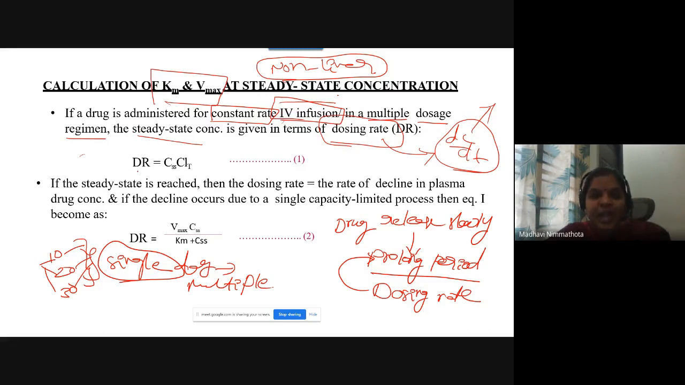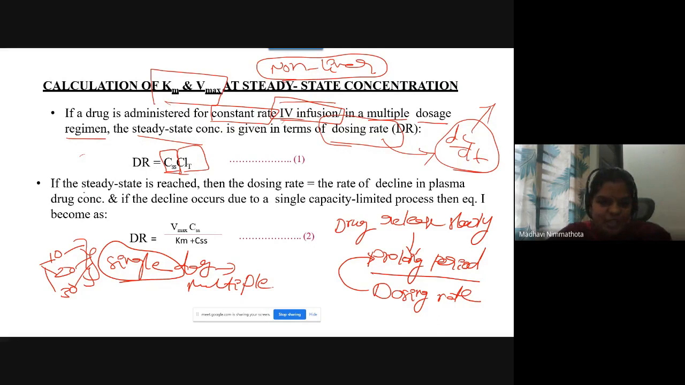Okay, so that's why the equation becomes DR, that is dosing rate, equals what is this? Css, the steady state plasma drug concentration, and this is the total clearance. This is the equation you have to remember. So the dosing rate equals Css times ClT. SS represents steady state, so steady state plasma drug concentration, and ClT is total body clearance. So the dosing rate will give you information about the steady state and the total body clearance.